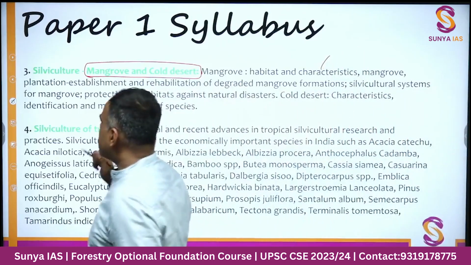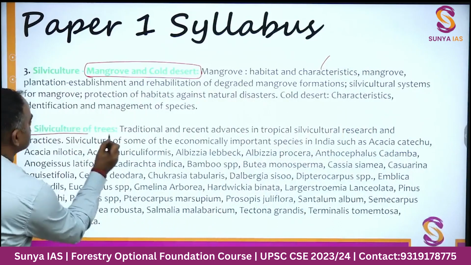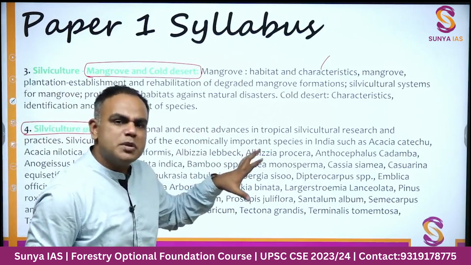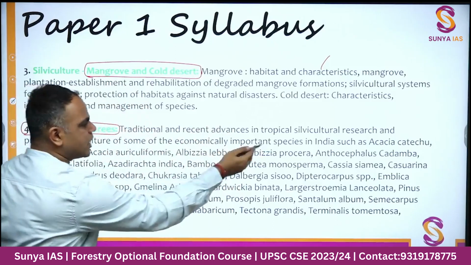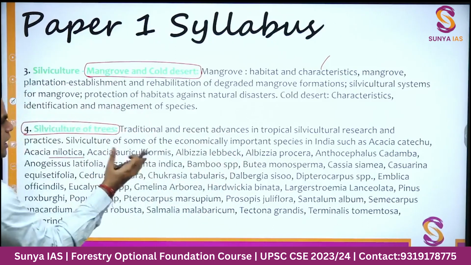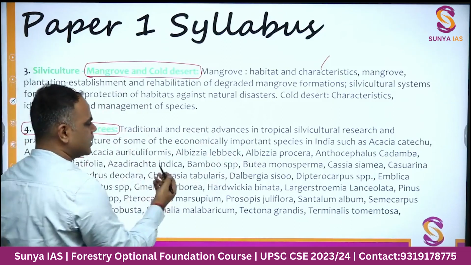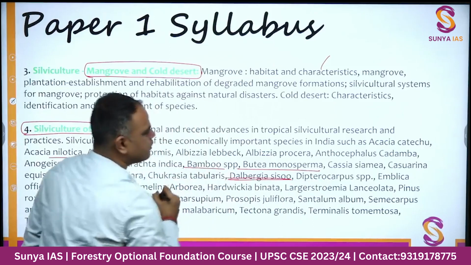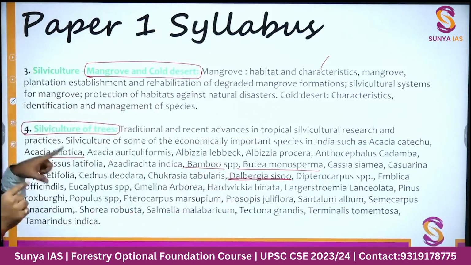And then paper 1, section A, the last part is silviculture of trees. Herein roughly 32 species are covered, right from Acacia catechu, Acacia nilotica, we'll understand what exactly all these bamboo species, Butea monosperma. We were speaking about Dalbergia sissoo. Some of these you would already have known.